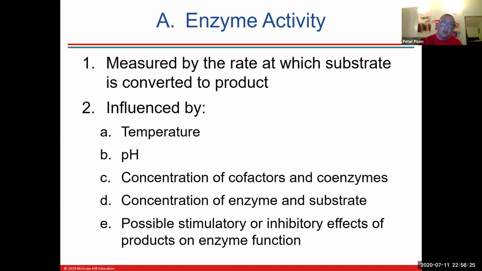If you add more enzyme, obviously the enzyme will work faster. If you add more substrate, same thing, because the enzyme will run into the substrate more often. There's an exception: if you maximize the substrate and the enzyme is working as fast as it can, then adding more substrate doesn't do anything. Then there are possible stimulatory and inhibitory effects on enzyme function. We'll get to those in a little bit as well.